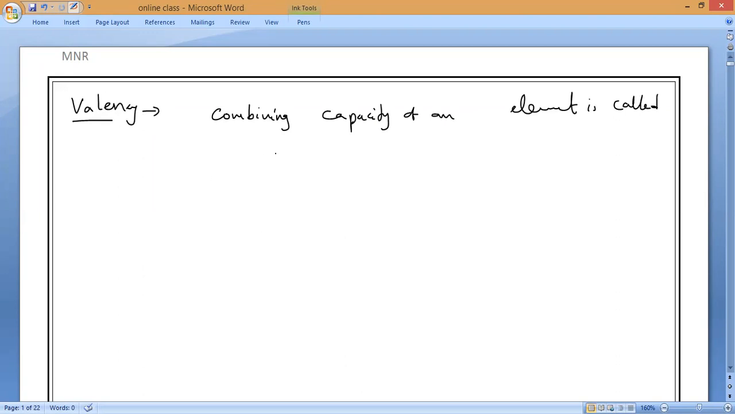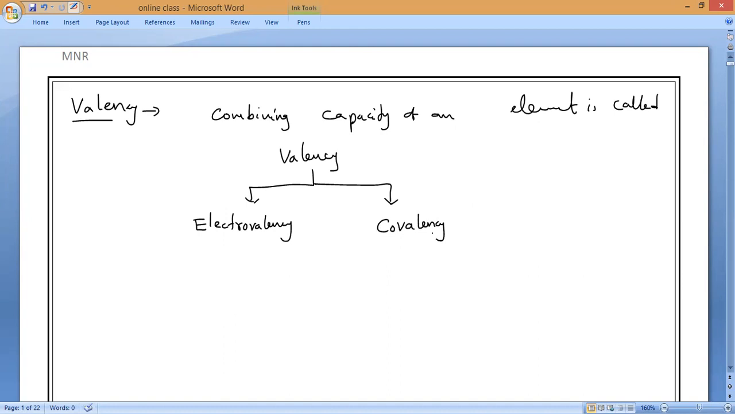Now this valency, based upon donating and receiving, and based upon sharing, we will say is of two types, of which we already studied one type in the last class. That is called electrovalency. And the second one, which we are going to study in today's class, is called covalency.